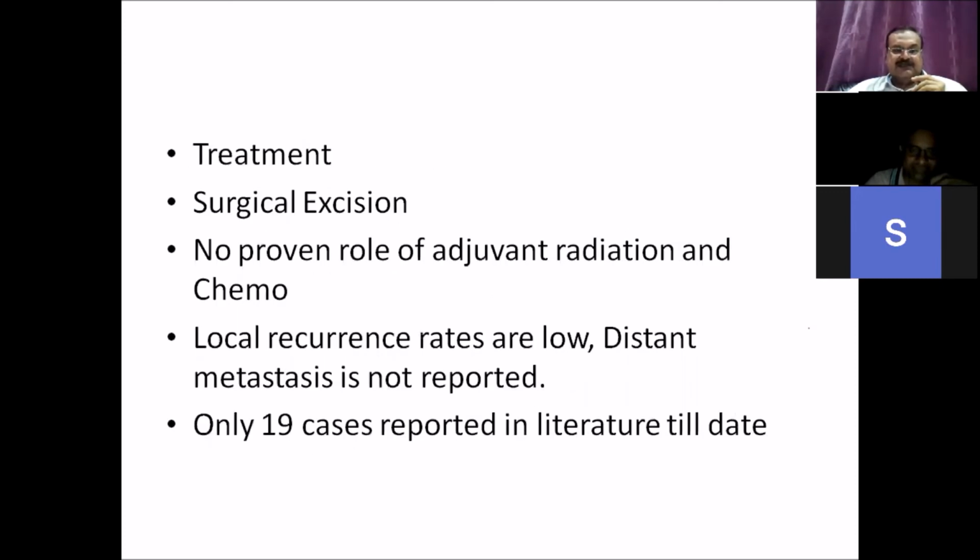Treatment is surgical excision. There is no role of adjuvant radiation and chemo. Local recurrence rates are low. Distant metastasis is not reported. And vaginal angiofibromyxoma, only 19 cases are reported in world literature. And we have seen only 2 cases in my 30 years of practice till date.